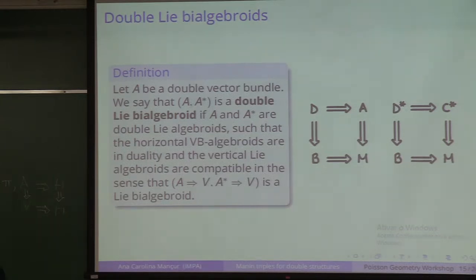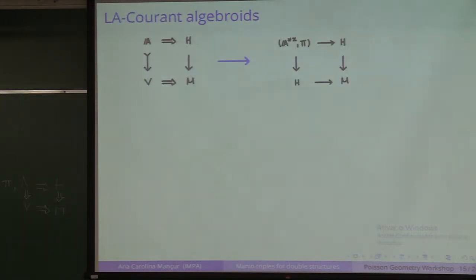And how is the guess? So the history in this case is much more difficult because of the definition of a thing called an LA Courant algebroid. So let's construct this definition.